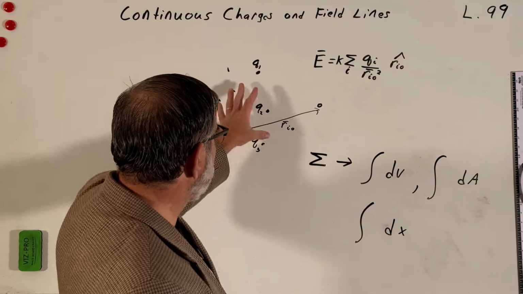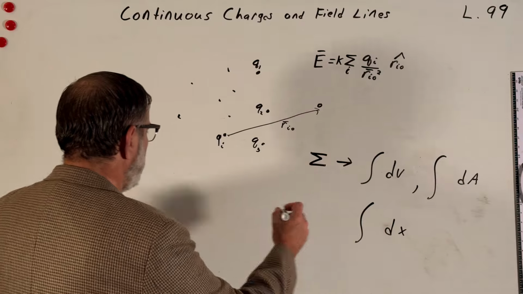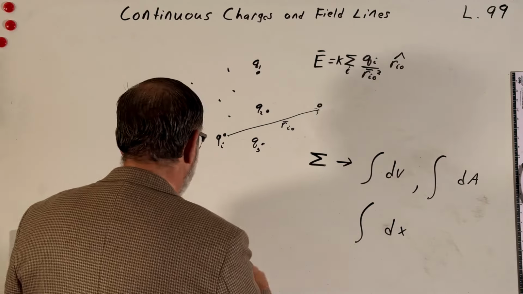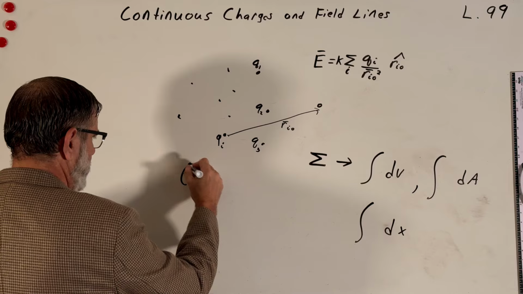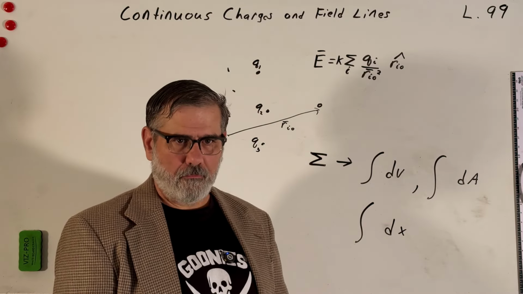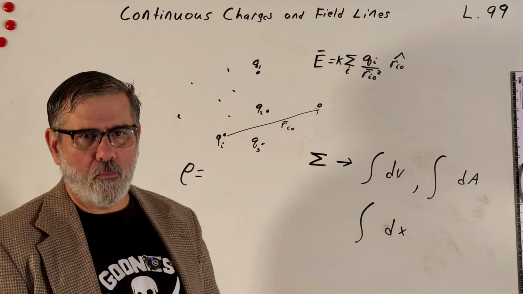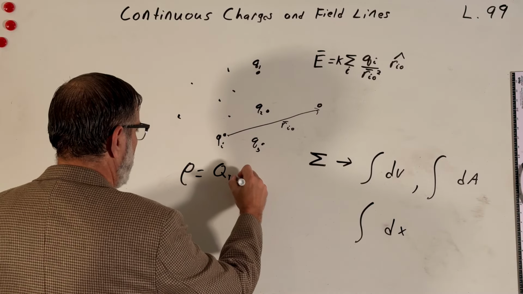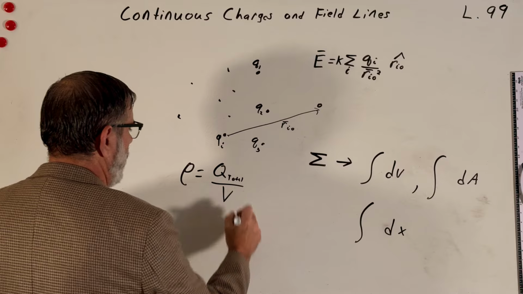But of course, how do we get the charges in? Well, we can represent this sum of the charges by a density, a charge density. The standard is rho, the density in three dimensions. So that's charge per meter cubed, for example. And that's just Q total divided by the volume.